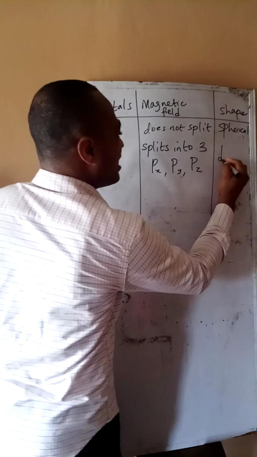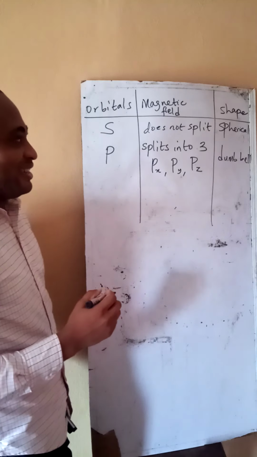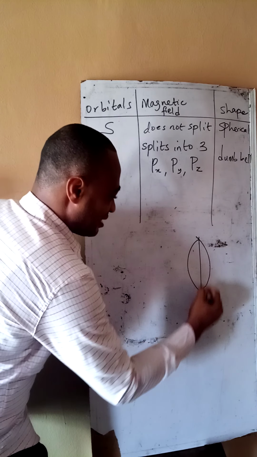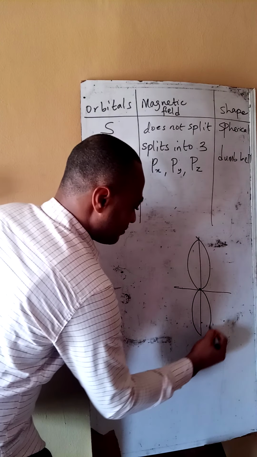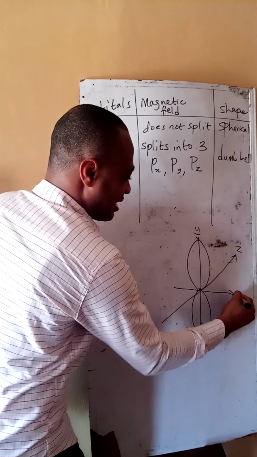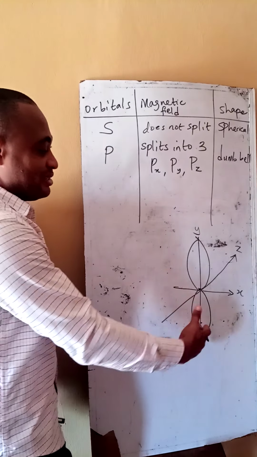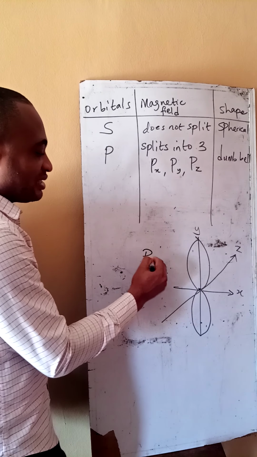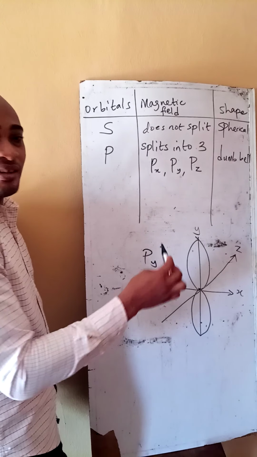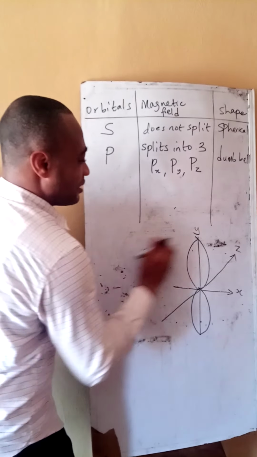And the shape of this is a dumbbell. You know what that is? I believe you all know what a dumbbell is. Just something like this. I believe you've seen something like this. If I have this as Y, and this is my Z and my X. Look at this, the dumbbell. I trust you understand. Now, how is it facing? The orientation is towards Y. That means this is my PY orbital. If the orientation is towards X, it is PX. If the orientation is towards Z, it's a PZ. This is a dumbbell shape.